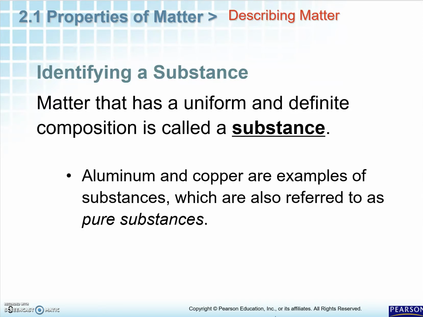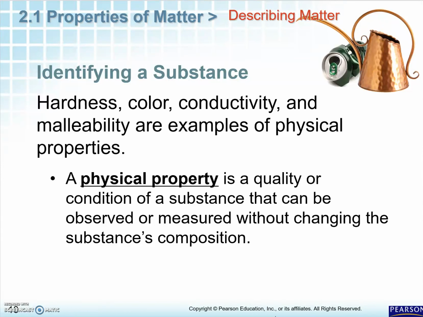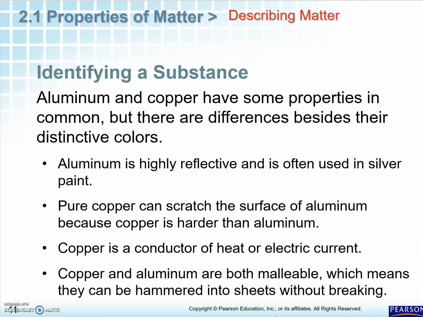Color, conductivity, or how well it allows electricity to go through it. Malleability, that's the ability to squish or roll it out in a really thin piece. All of those are examples of those physical properties. So a physical property is a quality or condition that can be observed or measured without changing the substance's composition. So you may think of those as transferring between a solid, a liquid, and a gas. And those physical properties are going to allow you to help identify the substance that you're looking at.